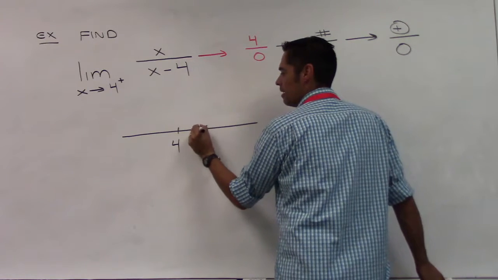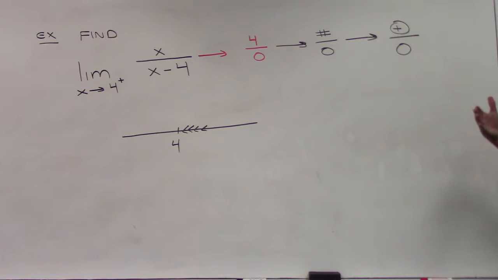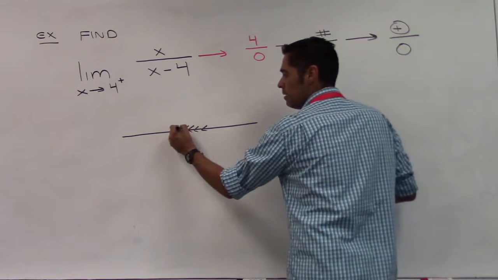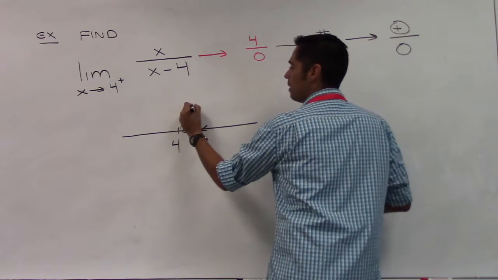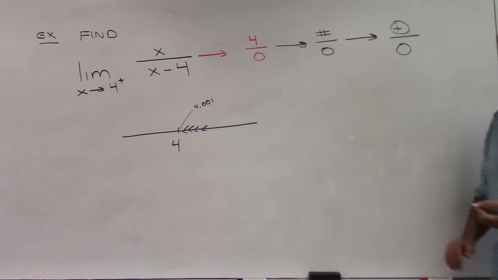And okay, this time we're approaching 4 from the right. That's going to change things a little bit because the number we're going to plug in needs to be to the right of that. So something like 4.001 would work.